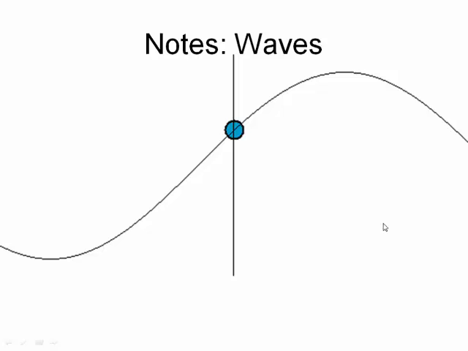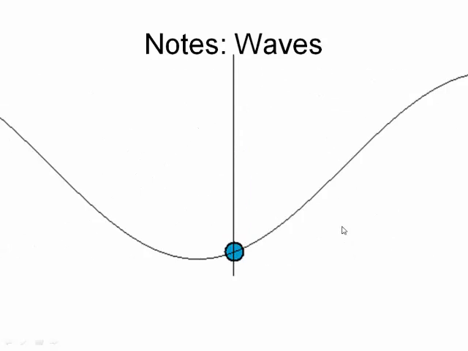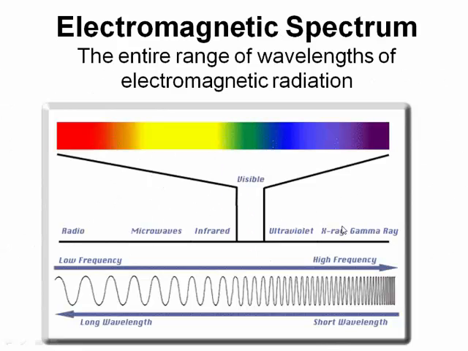Hi, chemistry students. Today we're going to look at waves and look at the relationship between wavelength, frequency, and energy. So first we want to look at the electromagnetic spectrum, which is the entire range of wavelengths of electromagnetic radiation.